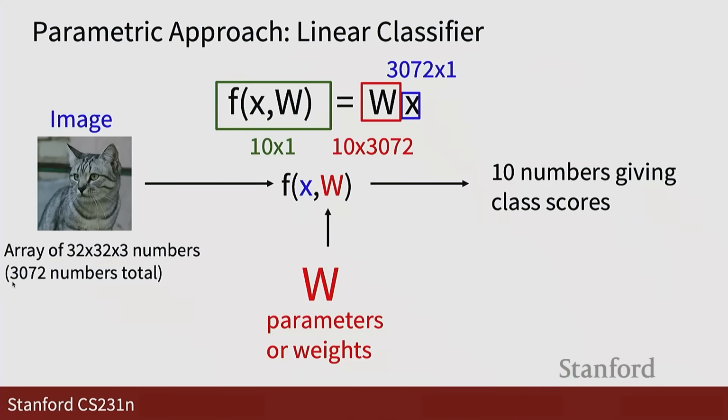So 3072 numbers. And this defines our X, which is a 3072 by 1 vector. And we know that we have 10 output classes, so we need 10 different scores. The output will be a vector of 10 by 1. This means that we have to find a weight matrix, W, that is 10 by 3072, that maps X into the output scores.